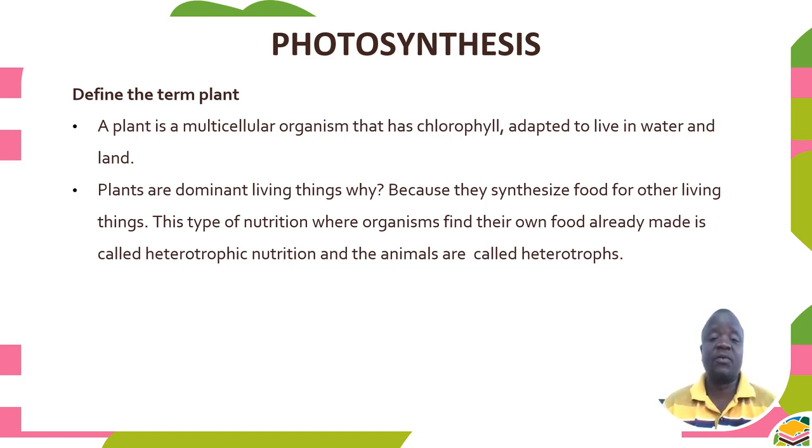So we are talking of two terms here. We talk of the autotrophic organisms and we talk of heterotrophic organisms. Heterotrophic organisms, we have said, are animals that feed on already made food. We call them the heterotrophs. Autotrophs are plants that are making their own food.